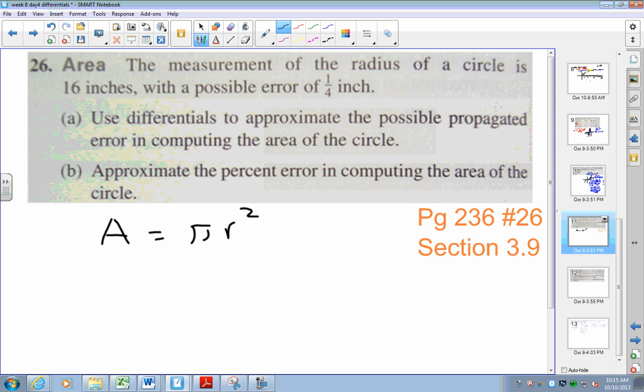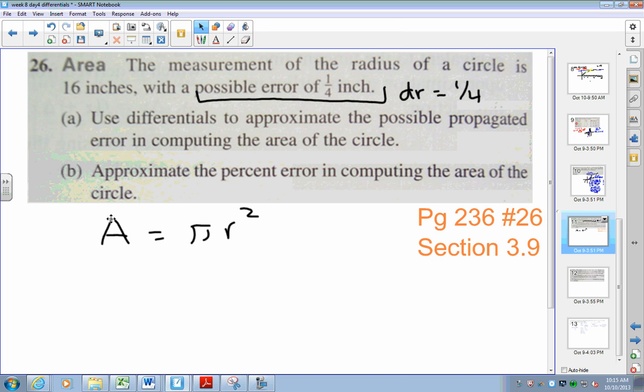Okay. This guy here. Who has the error there? 1/4 of an inch. Who am I measuring? Give or take 1/4 of an inch. The radius. So could I call that, move it a little bit. Can I call that dr? Because that's the little moving of r. And you can call that 1/4. Okay. Now, for the next 2 steps, you might have a question, but let me just do the next 2 steps and then you can ask.